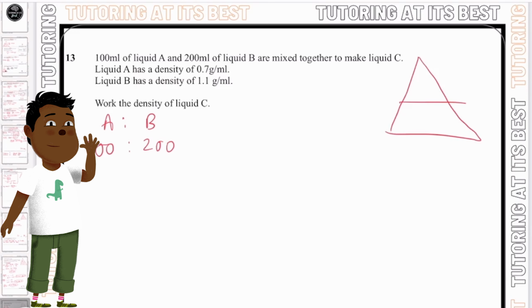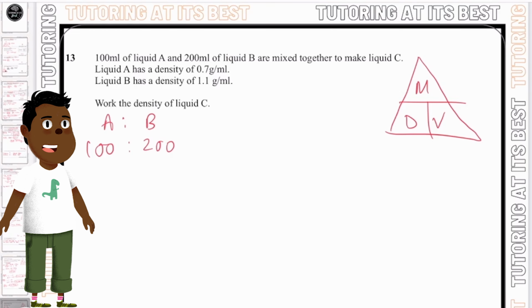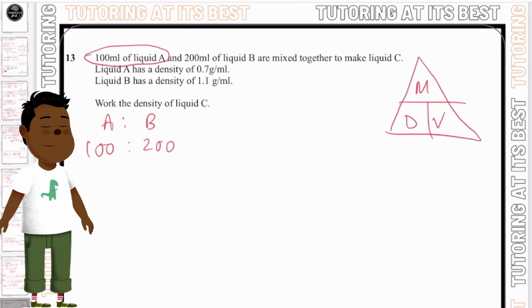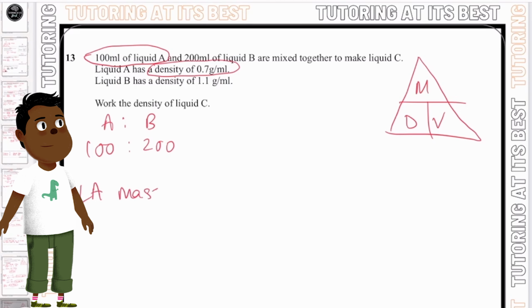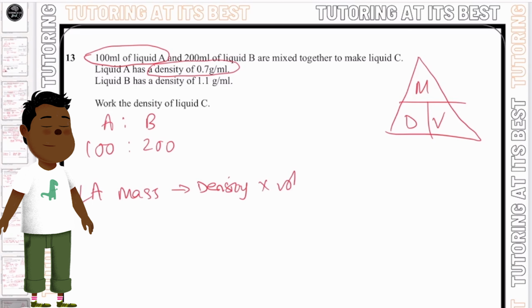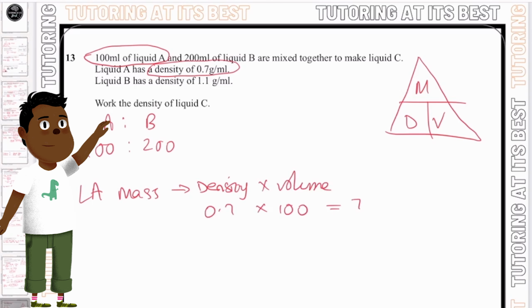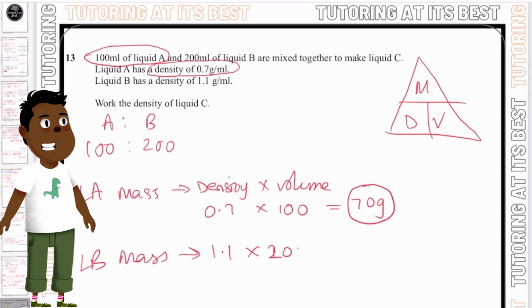So again, I'm going to start by doing my mass, density, and volume equation. We now have our liquid A as our volume and as our density, and the same for our B. So let's go for liquid A, and we need to calculate the mass, which is going to be our density times our volume, and that's going to be 0.7 times 100, which is then 70 grams. We'll do the same thing for our liquid B. We'll have 1.1 times 200, and that will give 220 grams.